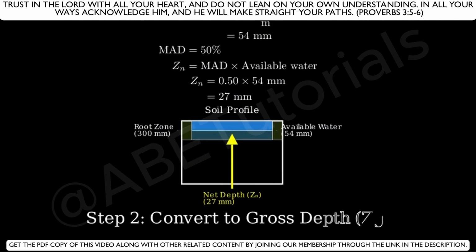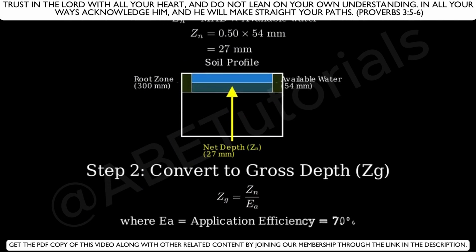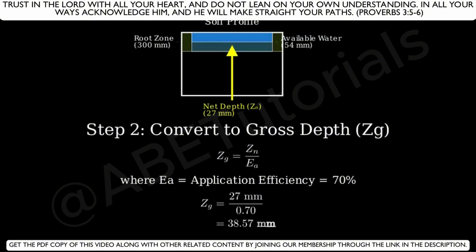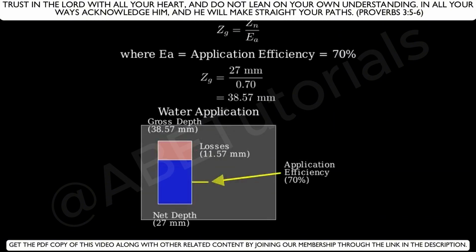Step 3. We need to determine the depth lost to infiltration. The depth lost to infiltration, Z sub infiltration, equals the gross depth minus the net depth. That's 38.57 millimeters minus 27 millimeters, which equals 11.57 millimeters. This represents the amount of water that will infiltrate beyond the root zone.